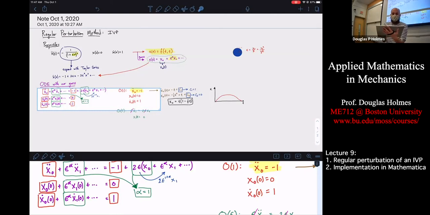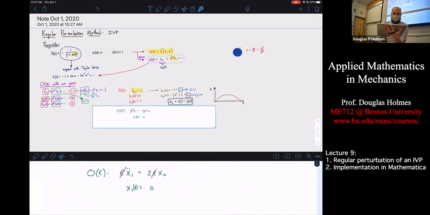So the most common mistake people make when they're doing these regular perturbation methods is to write this initial condition incorrectly. Oops, I just wrote it incorrectly. There you go. That initial velocity at this order should be equal to 0.